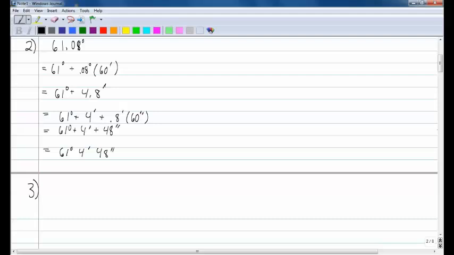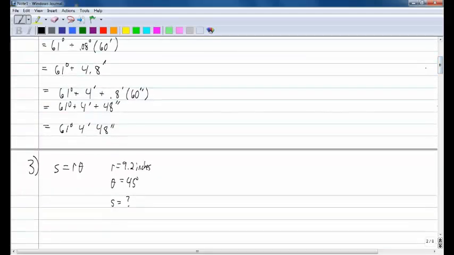Alright, problem number 3 says, if S denotes the length of an arc of a circle of radius r subtended by a central angle theta, find the missing quantity. So we're going to have to use the formula S, arc length, equals r times theta. Theta must be in radians. Alright, we're given r equals 9.2 inches, theta equals 45 degrees. What is S equal to?